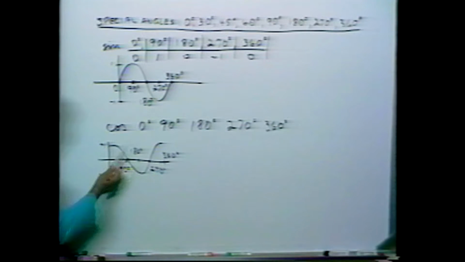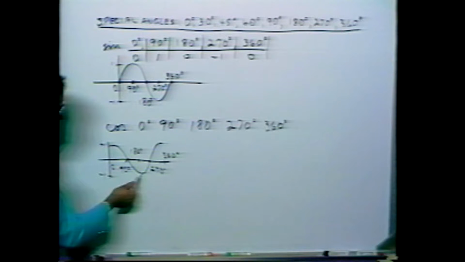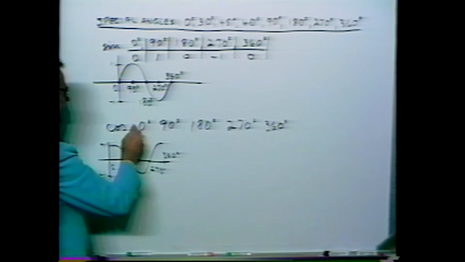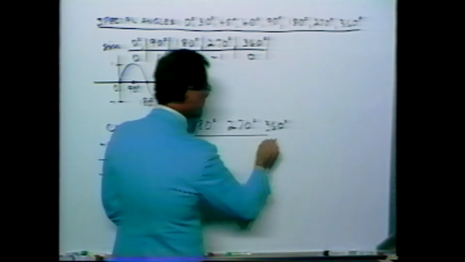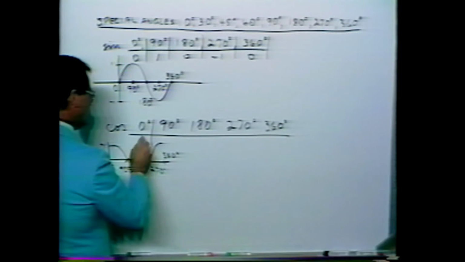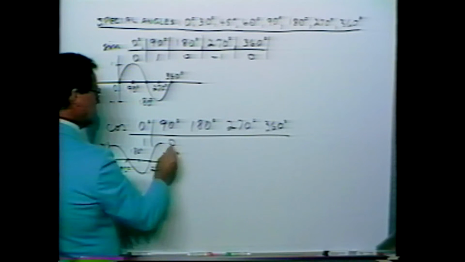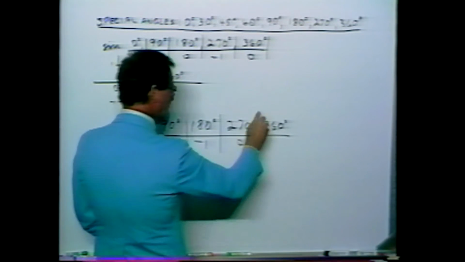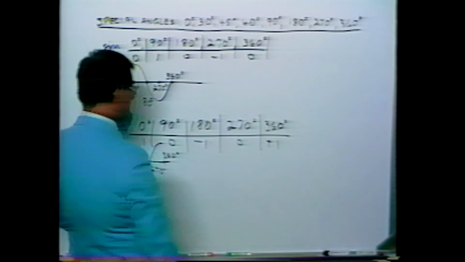You can see that the cos of 0 is 1. For 90 it's 0. For 180 it's minus 1. For 270 it's 0. And for 360 it's plus 1 again. And so 1, 0, minus 1, 0, and plus 1 should be the values.